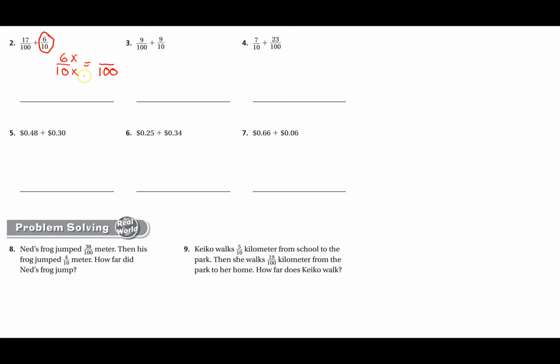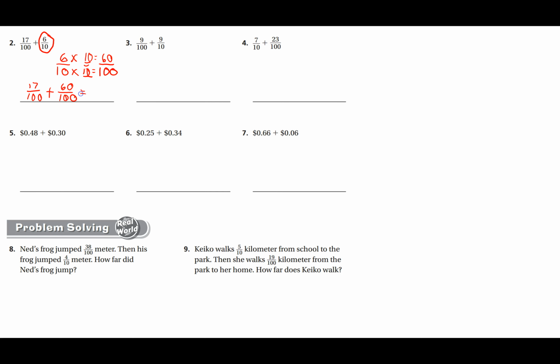So 10 times what gives me 100? Well, if you know your math facts, 10 times 10 will give you 100. And then again, like I said, whatever I multiply the bottom by, or the denominator by, I'm going to multiply the numerator by the same thing. So 6 tenths is equivalent to 60 hundredths. So now I can do 17 hundredths plus 60 hundredths.